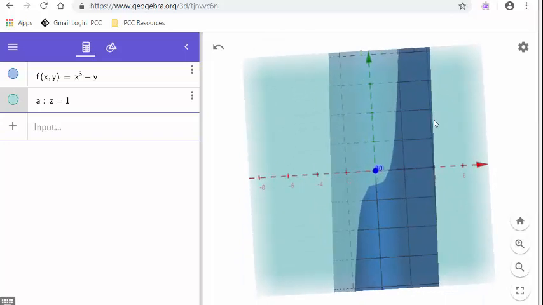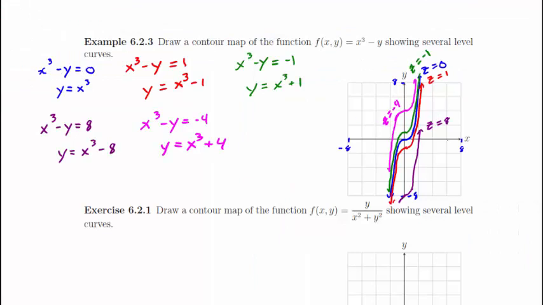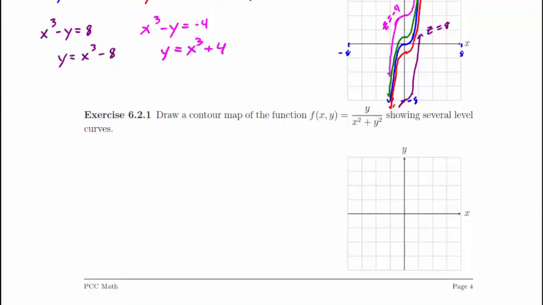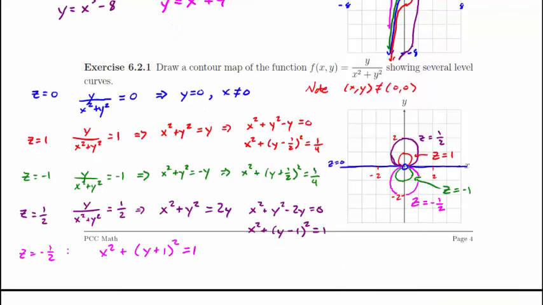Let's go back to our worksheet now. Okay, so I've done that example. Now you try this exercise here. I will work it out and run through the solution with you in just a few moments. Go ahead and pause the video and give this a shot on your own. Boom, and there's the solution.